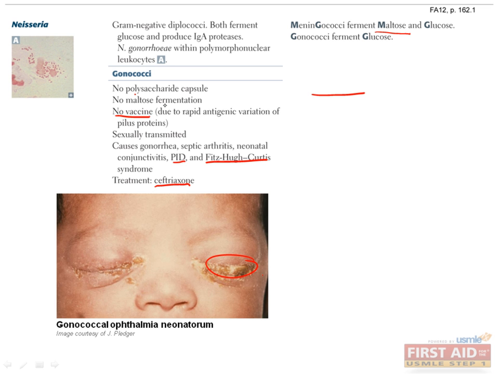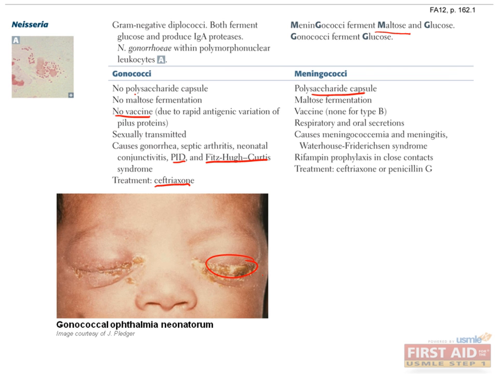There is no vaccine because the pili proteins of Neisseria gonorrhoeae undergo such rapid antigenic variation that it is impossible to establish long-lasting immunity. Now let's talk about Neisseria meningitidis. This organism is responsible for causing bacterial meningitis in adolescents and populations within close quarters, such as military recruits or college dormitory residents. Meningitis is inflammation of the meninges, the membranes which cover and protect the brain and spinal cord.